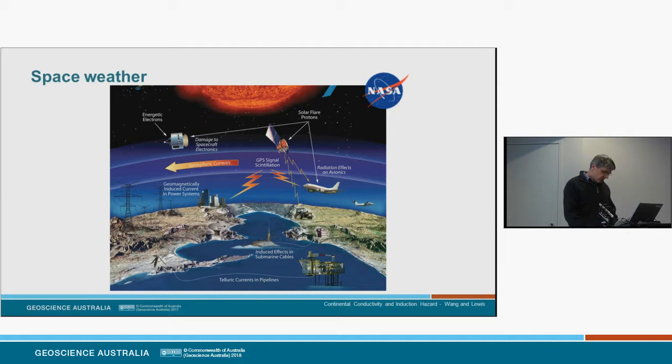Because in addition to inducing currents in crustal scale conductivity anomalies, the magnetic storms also induce currents into large man-made grounded electrical infrastructure. And if those currents are unmanaged, they do have the potential to cause catastrophic damage to transformers in the network, and they also increase the rates of corrosion in pipelines and reduce the useful life of those pipelines.